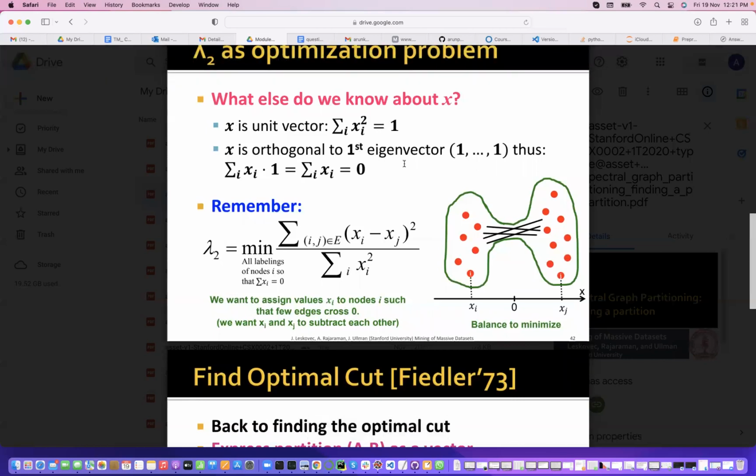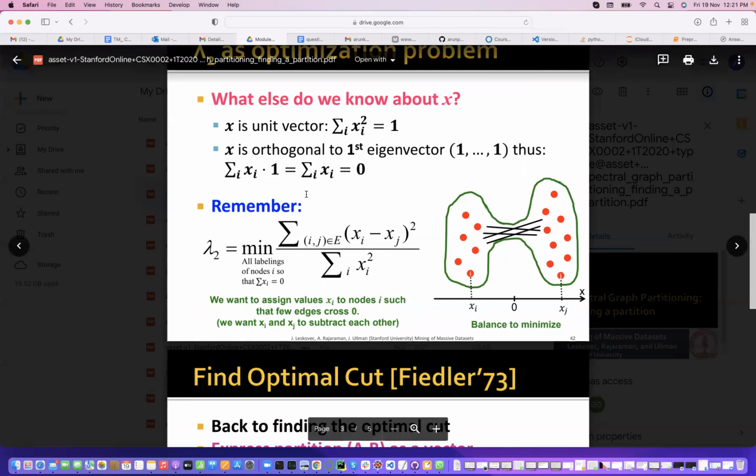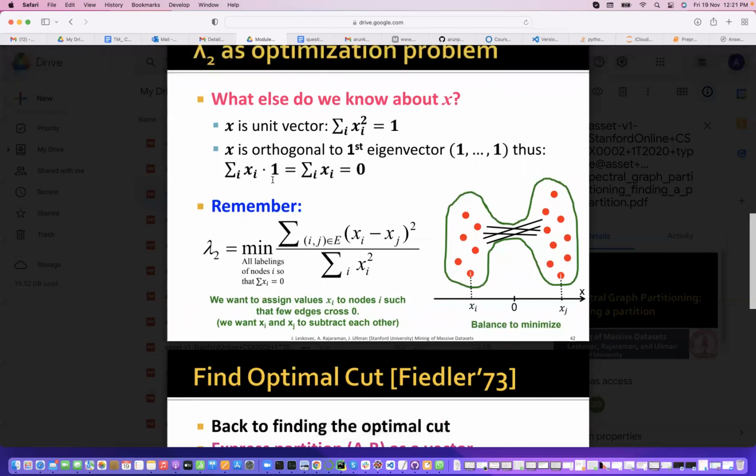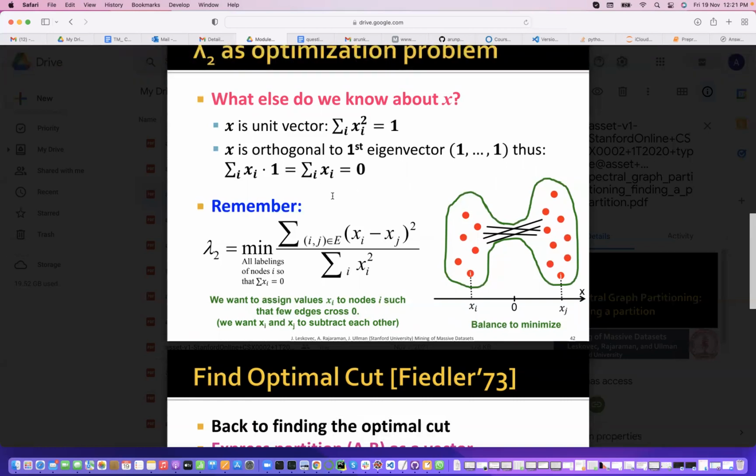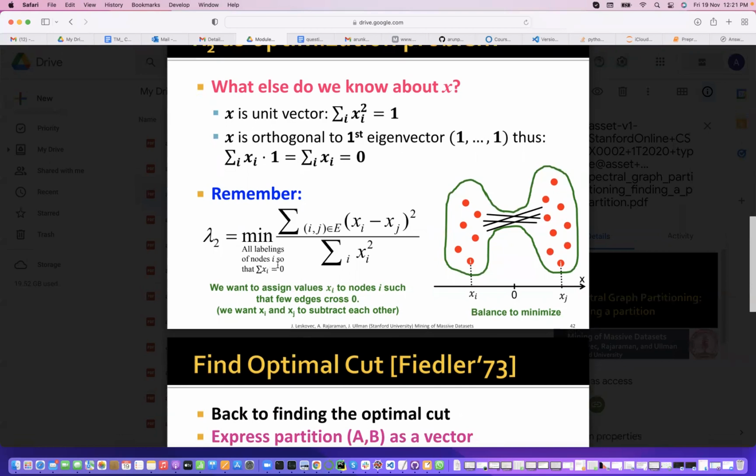Then x is orthogonal to the first eigenvector. The trivial eigenvector we already found has lambda equal to 0 and entries 1, 1. We said all vectors are orthogonal to this. Orthogonal means the dot product should be 0. So sigma over i of xi, each time multiplying with 1 because your second vector has value 1, then sigma xi equal to 0. Then all labelings of nodes i are such that sigma xi equals 0.